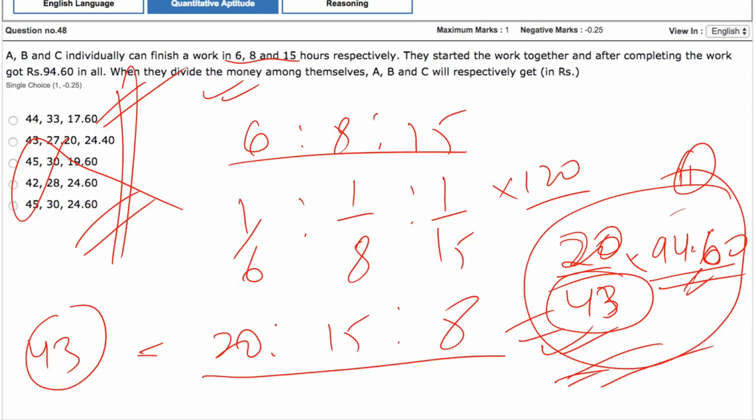Please use options wisely. I hope this was clear. Please. Okay, I'll just read this question.